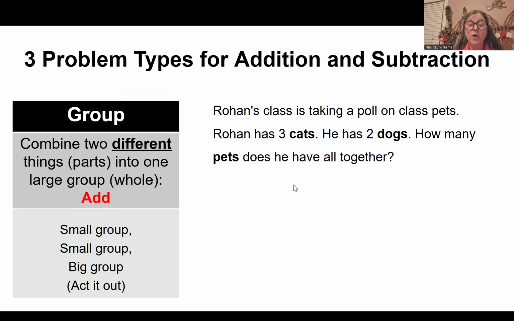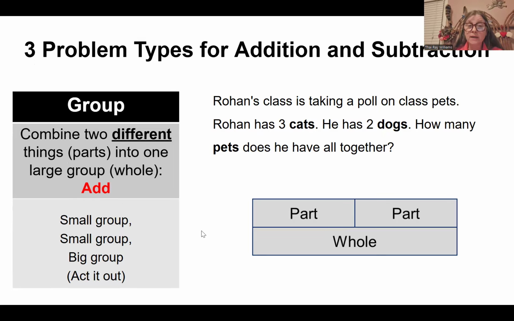Here we have, again, Rowan's class is taking a poll on class pets. Rowan has 3 cats. He has 2 dogs. How many pets does he have all together? If we look at this, Rowan has two different things, cats and dogs, and we're combining those into a bigger group. So again, that is considered part, part, whole, and the parts are cats, dogs, and then pets altogether.